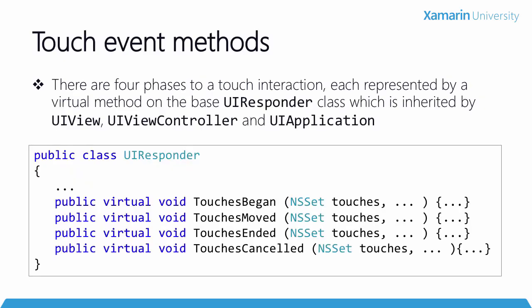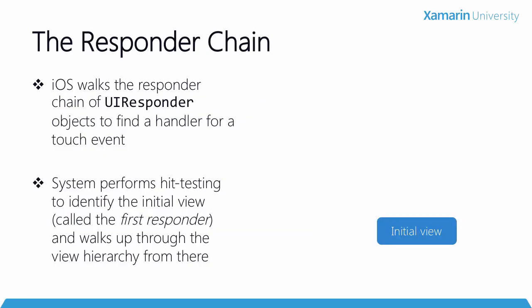These touch phases correspond to virtual methods. We have TouchesBegan, which is called when a finger touches the screen. TouchesMoved, called repeatedly as a finger moves on screen. And again, TouchesEnded is called when our finger is lifted from the screen. And finally, of course, we have TouchesCancelled, and this is called when our touch was interrupted. Now, these methods are defined on a common base class named UIResponder and inherited by all of your views, all of your view controllers, as well as the global UIApplication object.